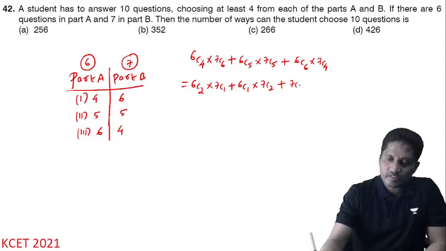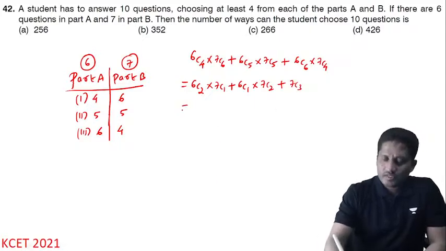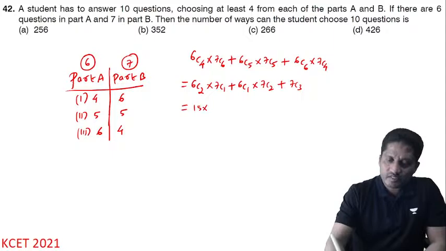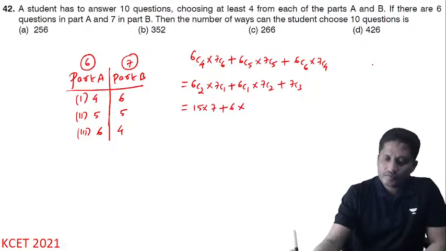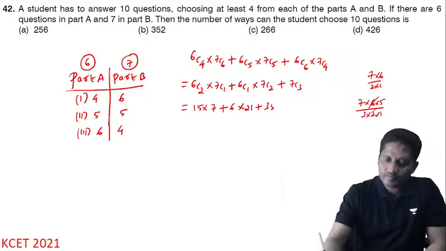6C6 is 1, this is 7C3. 6C2 is 15, right? 7C1 is 7. Again, this is equal to 6 into 7C2. 7C2 is 7 into 6 upon 2 into 1, which is 21. 7C3 is 35, 7 into 6 into 5 upon 3 into 2 into 1. Yeah, that is 35. So this is 105 plus 126 plus 35.